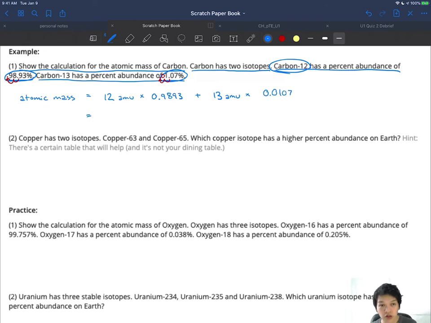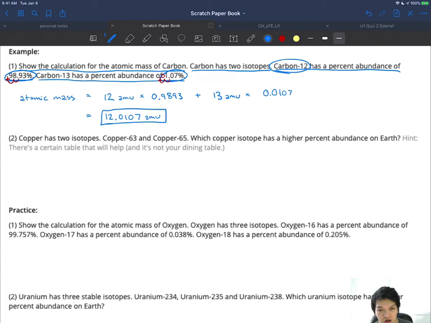Okay, so this is what I'm getting, typing it straight in, and for this, it's just basic multiplication and addition, so it doesn't matter which calculator you use, you should still get this number right here. I'm getting 12.0107 AMU. Okay, that's the average atomic mass. Alright, and actually there's a way that I can check this.